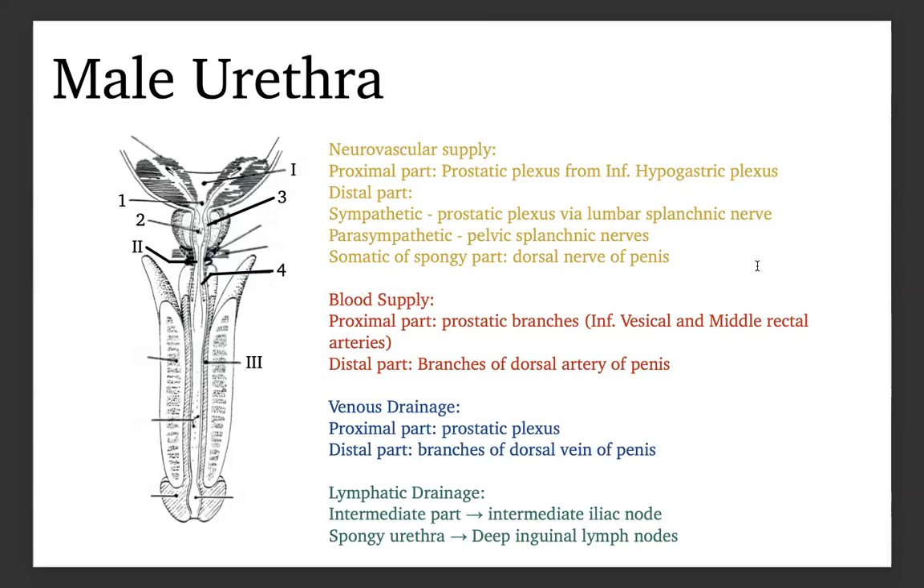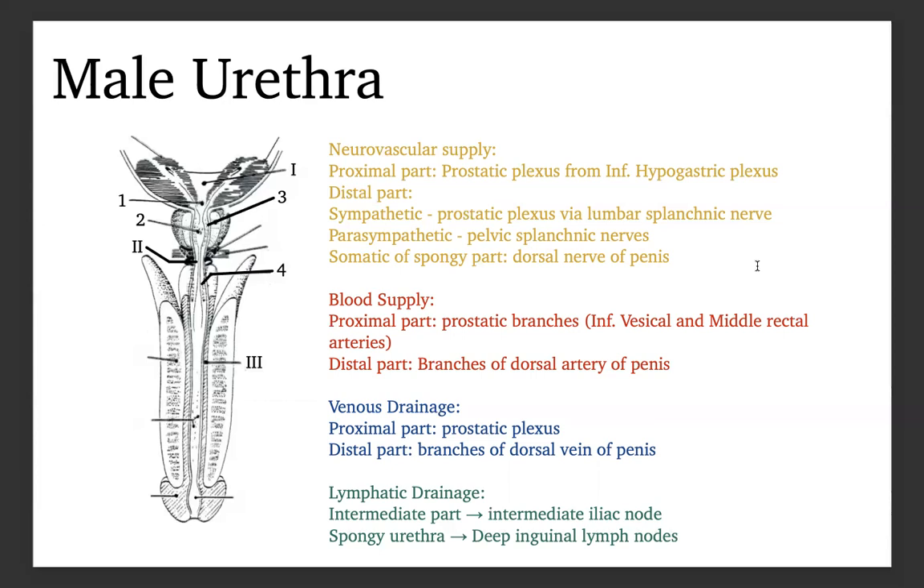Then you have the blood supply. The blood supply again is broken into proximal and distal parts. The proximal part is supplied by the prostatic branches of the inferior vesical and middle rectal arteries. The distal part is supplied by the branches of the dorsal artery of the penis. Then you have the venous drainage, again by the prostatic plexus and the branches of the dorsal vein of the penis. Then you have the lymphatic drainage.